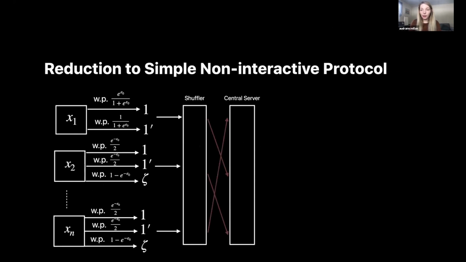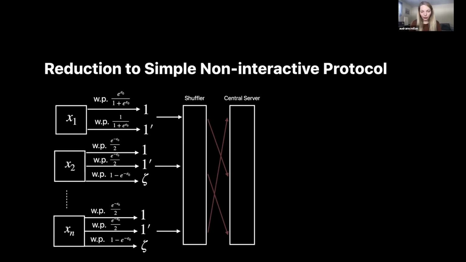So now we have this reduction, or we've at least kind of convinced ourselves that this reduction exists. And so we need to analyze this simpler mechanism. First, let's talk about why this mechanism should have higher privacy than epsilon naught. Notice that if I just look at the output of x1, if the input is x1, it's slightly more likely to be a 1 than a 1 prime. And if the input is x1 prime, then it's slightly more likely a 1 prime than a 1. But slightly more likely only means by a factor of e to the epsilon naught.